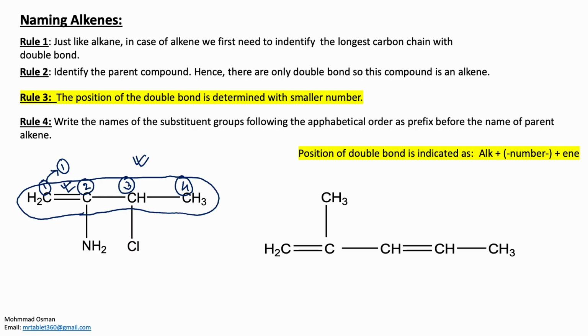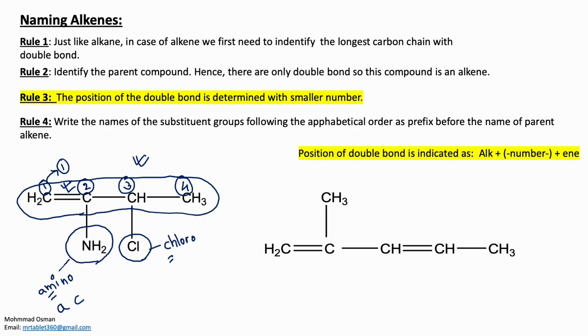Now in this compound we have 2 substituent groups. We have this one and this one. Now this is amino and this is chloro. Now of course in alphabetical order A comes first and then comes C. So amino will come first in the naming and chloro will come later because alphabetical order will be followed. A comes first, C comes later.